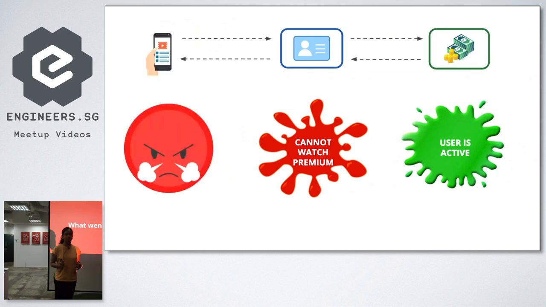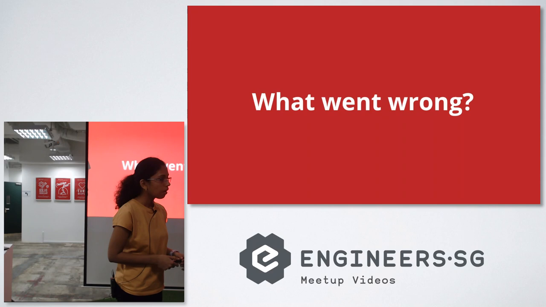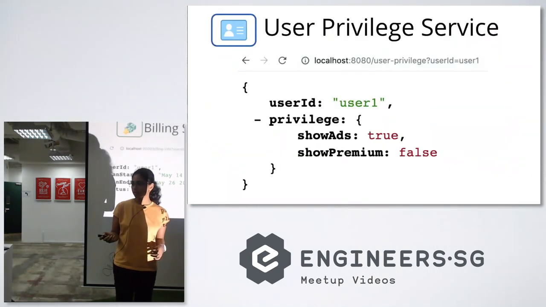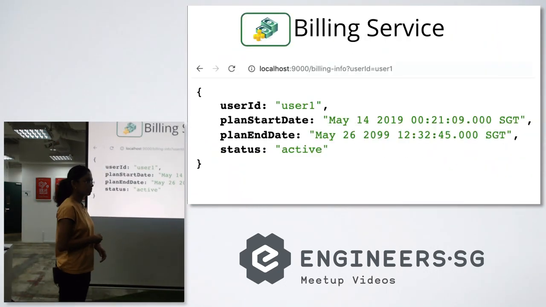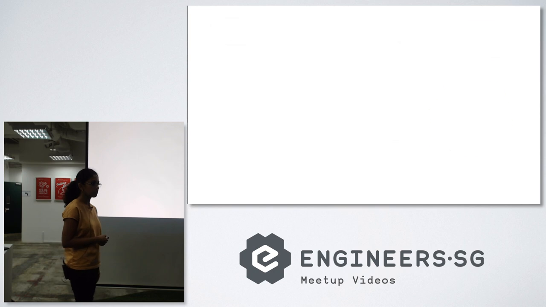So what do you think went wrong? Which of these components has the issue? Billing? Yeah, why would you say billing? Oh, let's go back one step. So billing said it is active. Right? And the user privilege service said that show premium is false. So you're saying user privilege service?